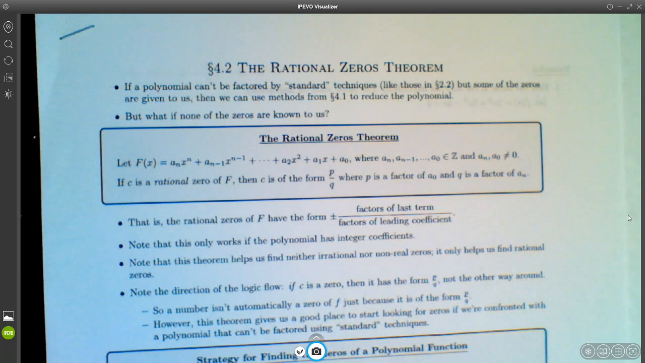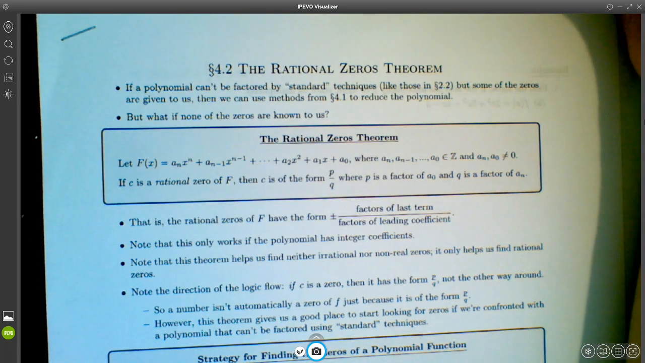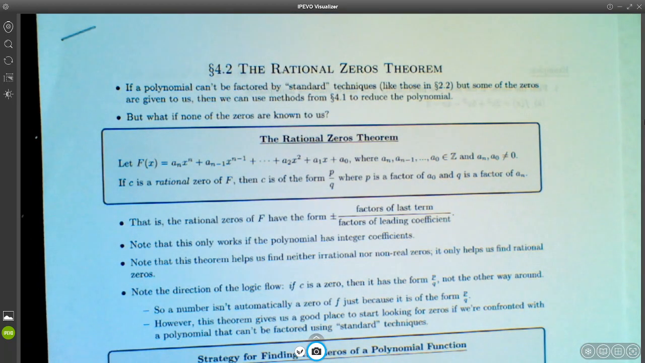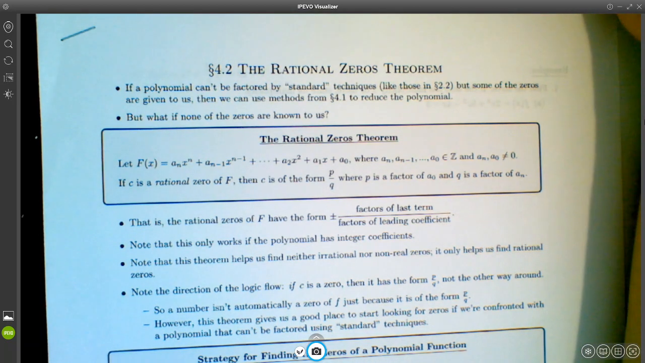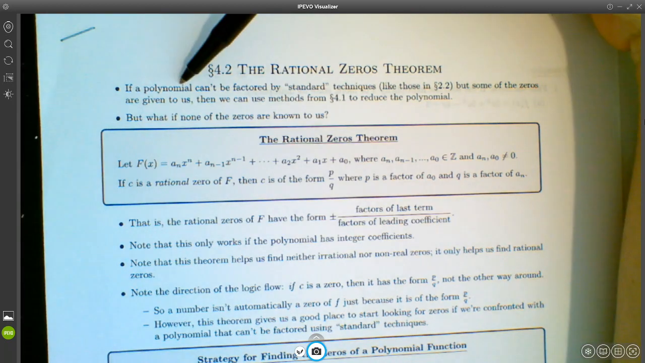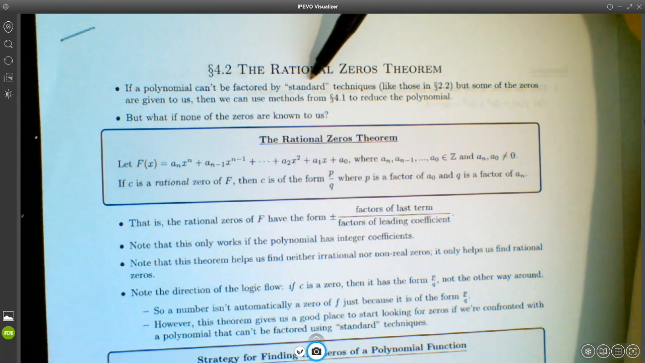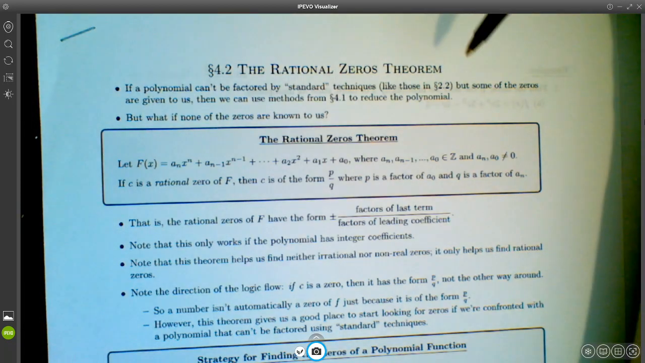So in this section, we're going to be talking about the rational zeros theorem. And just to give you a little bit of motivation, the idea is this. We're interested in finding the zeros of polynomials. Okay, we want to be able to solve polynomial equations. Sometimes there are polynomials that can't be factored by the standard techniques like what we reviewed in section 2.2, right?